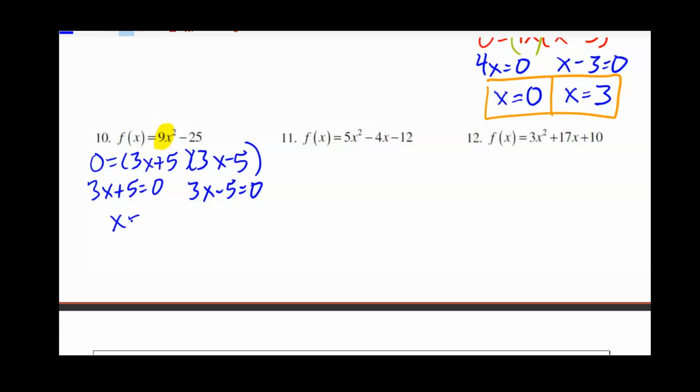This one on the left, I'll get negative 5 thirds. This one on the right, I'll get positive 5 thirds. So plus and minus 5 thirds is this particular set.